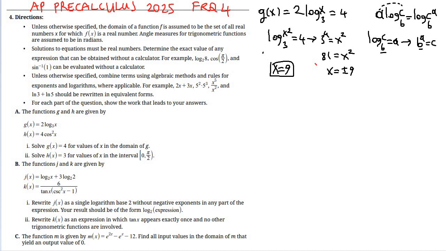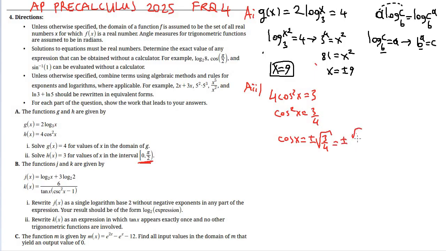So that's A-I. A-II part is asking for 4 cosine squared of x is equal to 3, in the domain of 0 to pi over 2. Be careful about the domain here. So we're going to divide both sides by 4. So cosine squared of x is equal to 3 over 4. And then square root on both sides. So cosine x is equal to plus or minus radical 3 over 4, which is plus or minus radical 3 over 2. The square root of 4 is 2.